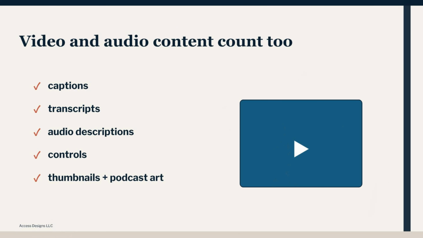Video and audio content matter too. More businesses are leaning on video and audio content for marketing and training purposes. You may already be aware that in order for this type of content to be accessible, captions and transcripts need to be available. Audio descriptions also need to be considered for certain types of content. And how about the controls? Oh, and don't forget your thumbnails and podcast art.